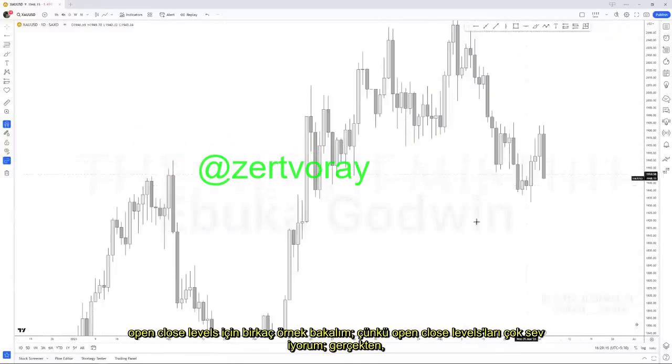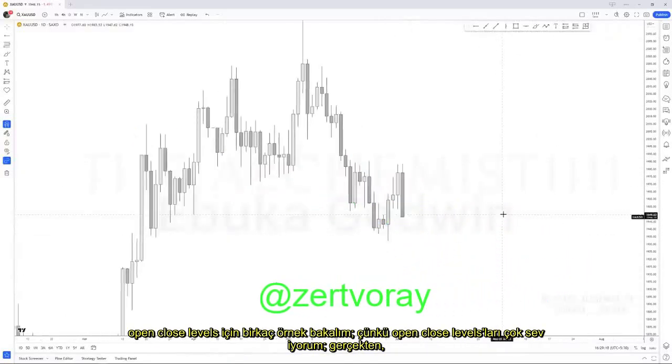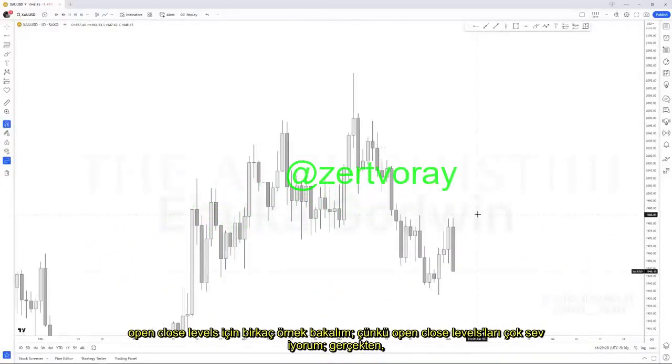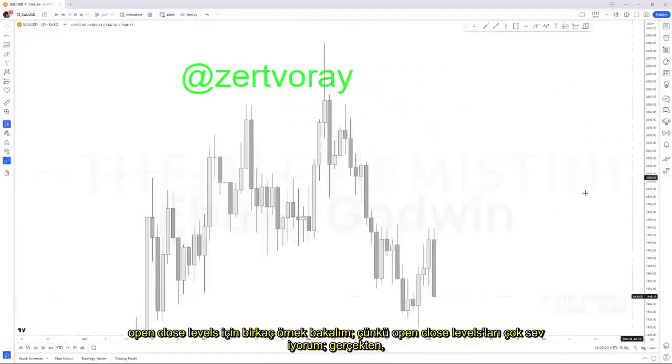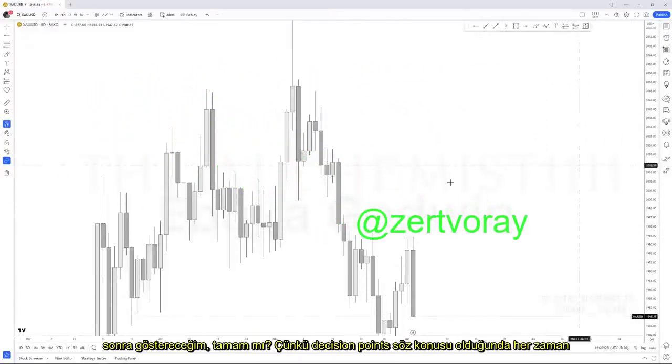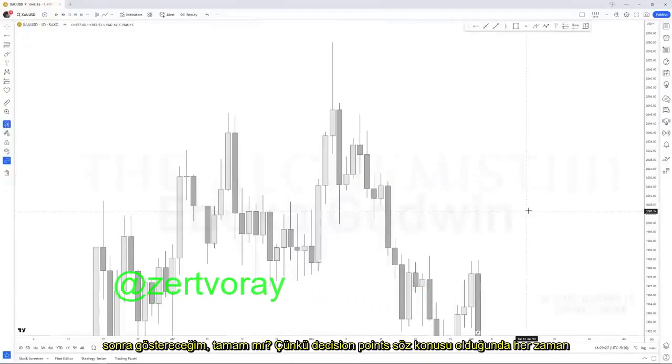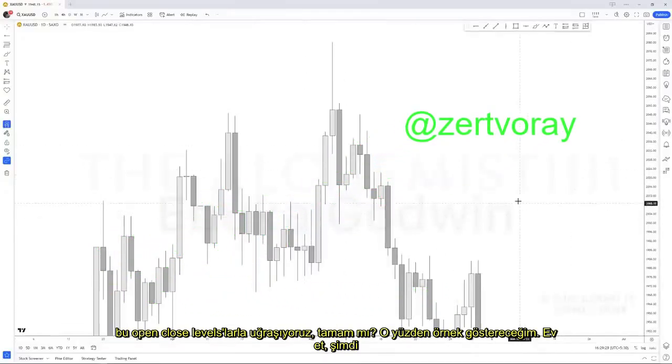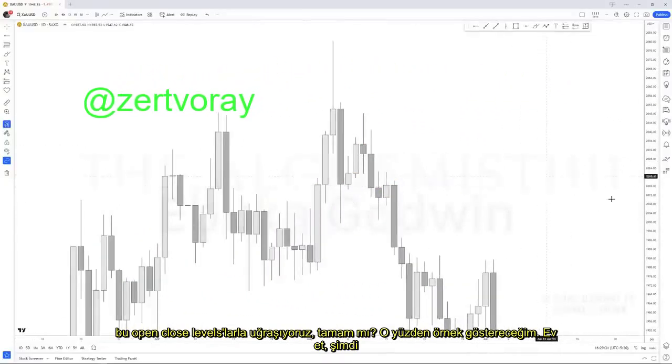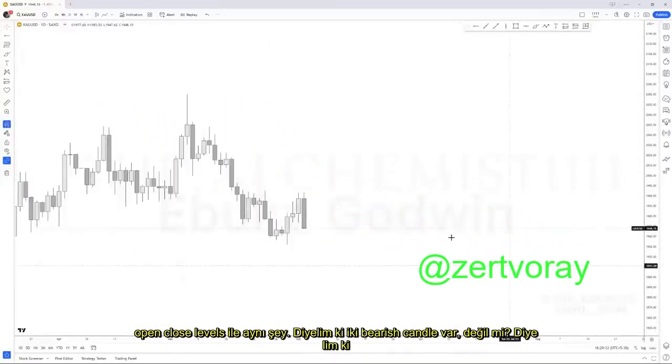Now let's look at some examples of open close levels. I love these open close levels very much, because I'll show you later that when it comes to decision points, we're always dealing with these open close levels. So I will show you examples. It's the same thing with the open close levels.